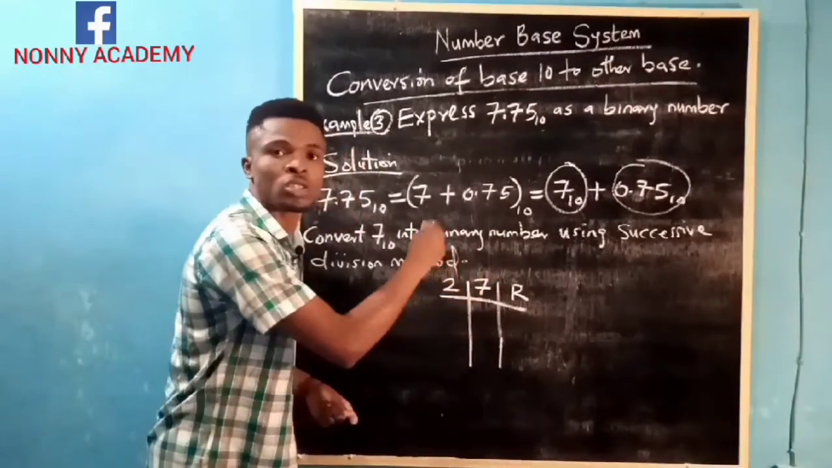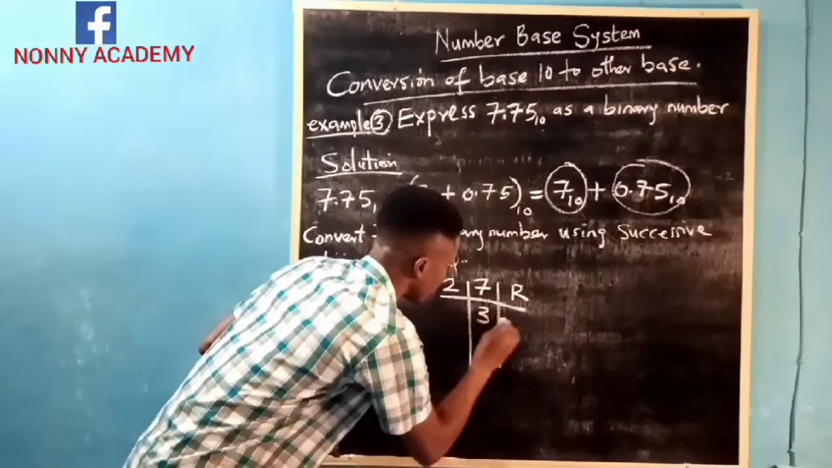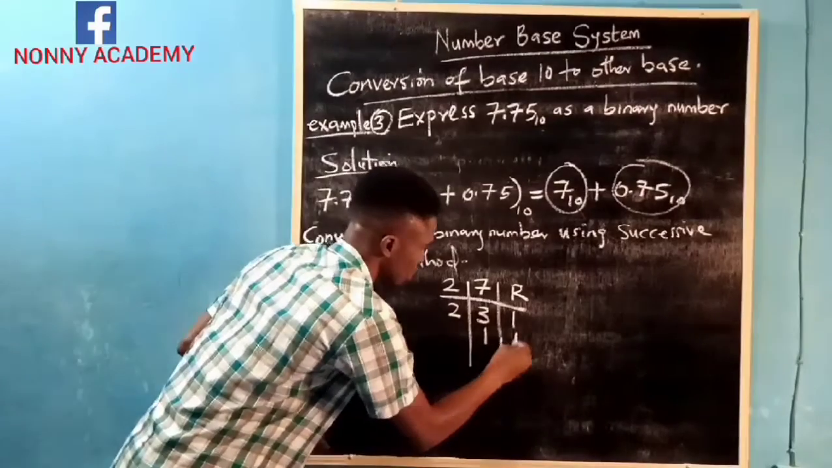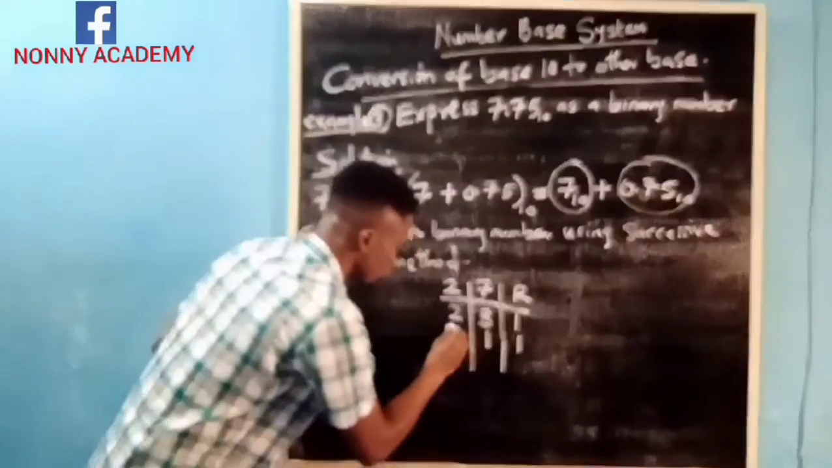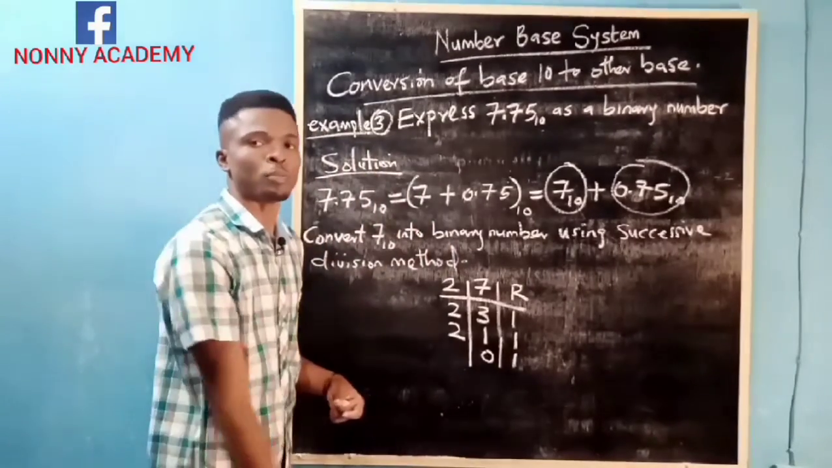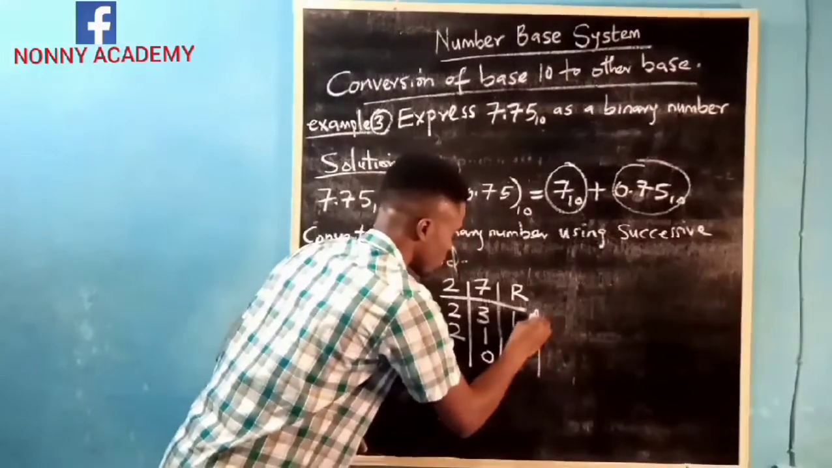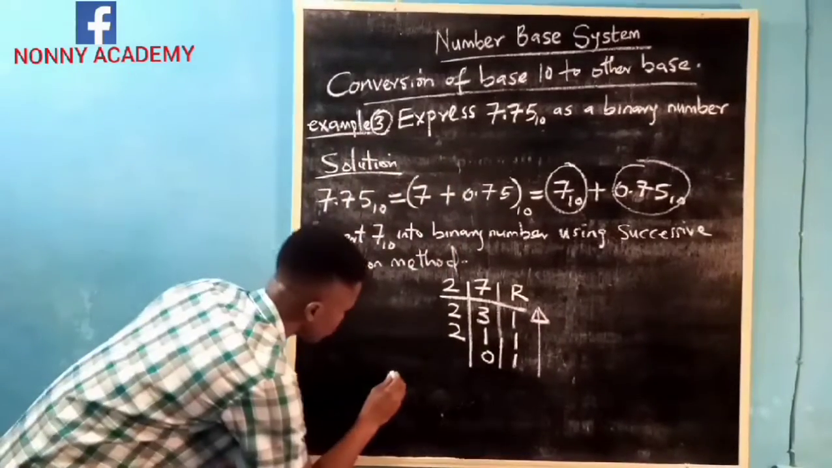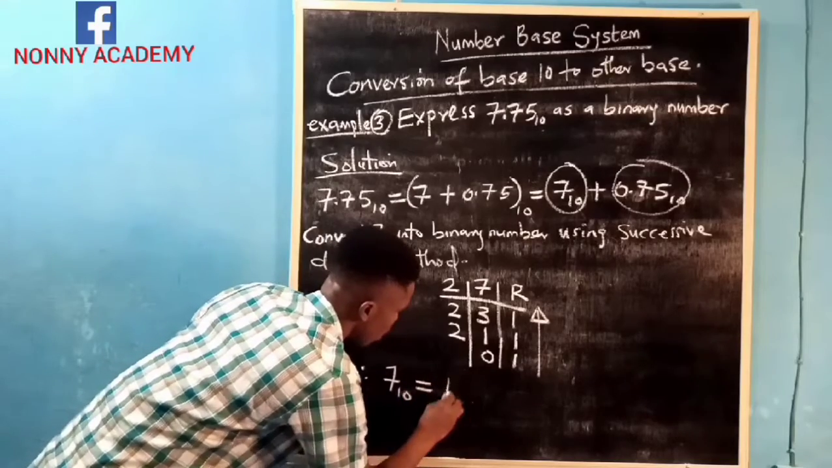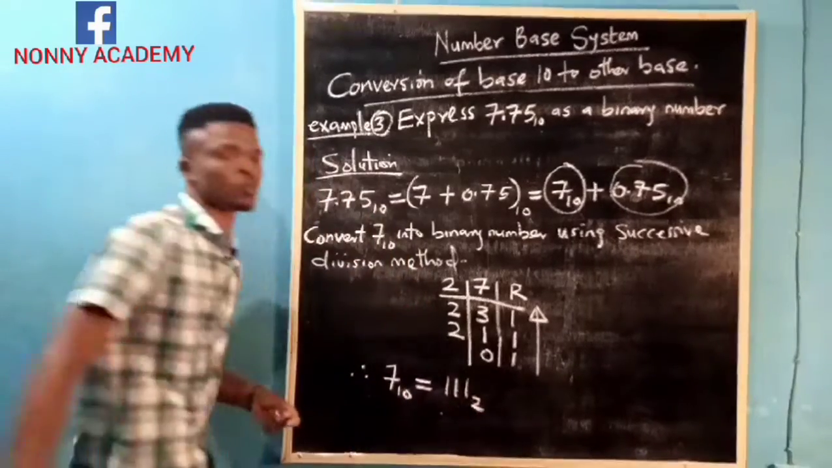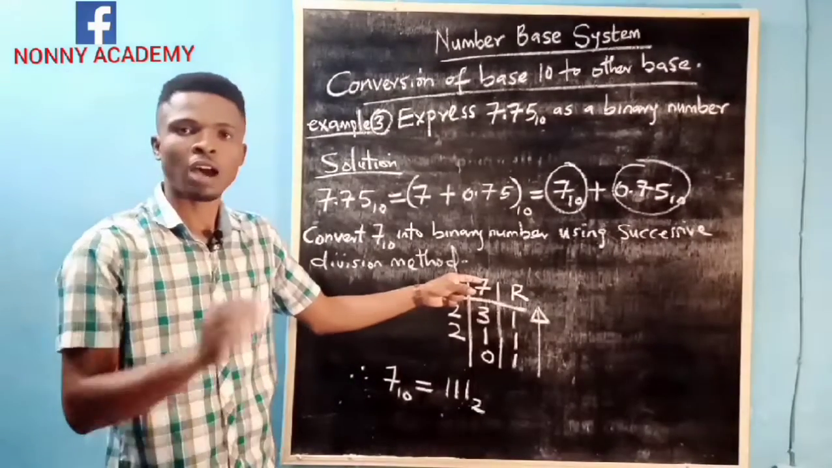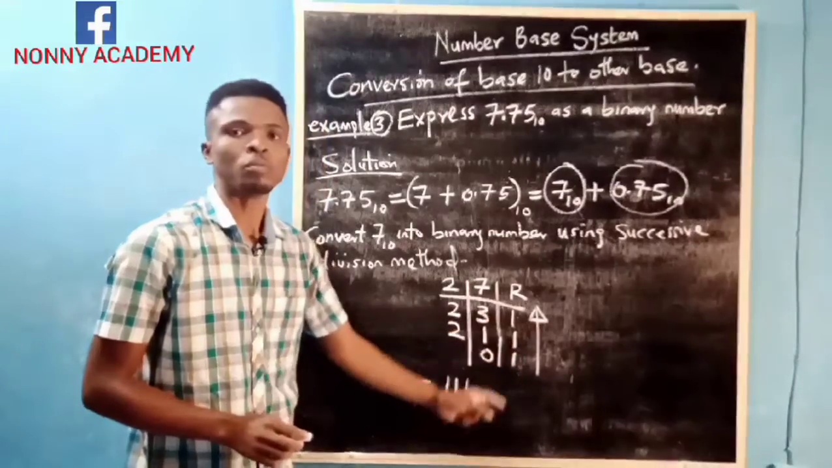2 in 7, which is 3, remainder 1. The next one, 2 in 3, which is 1, remainder 1. And lastly, 2 in 1, which is 0, remainder 1. So I'll take my answer from the bottom to the top. Now I have 7 base 10 is equal to 111 base 2. So for the part of 7 base 10, I've gotten 111 base 2.